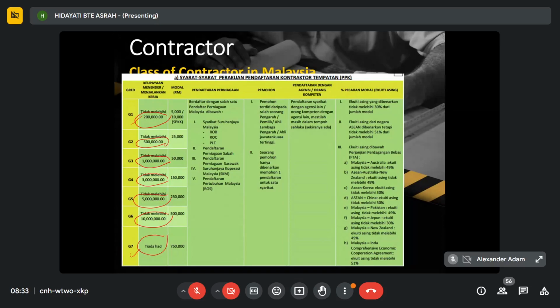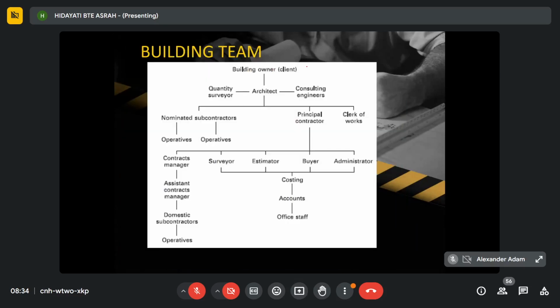Okay, so the building team. You can see the building team members in this figure. Of course, the top person is the building owner as client, and then we have the quantity surveyor. The quantity surveyor is responsible for ensuring the building project remains within budget, so more on calculating the budget for materials, equipment, and so on.